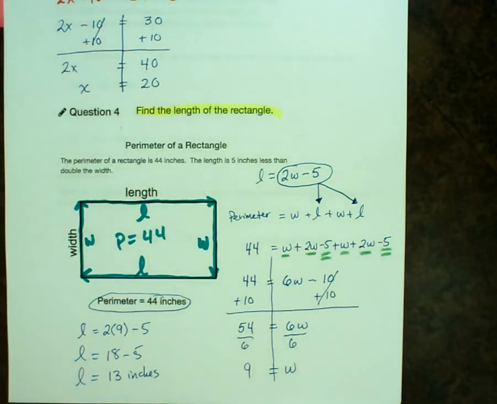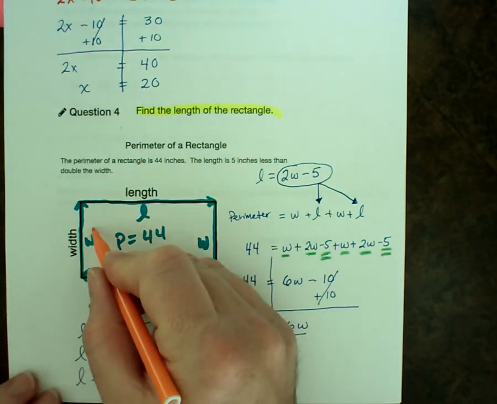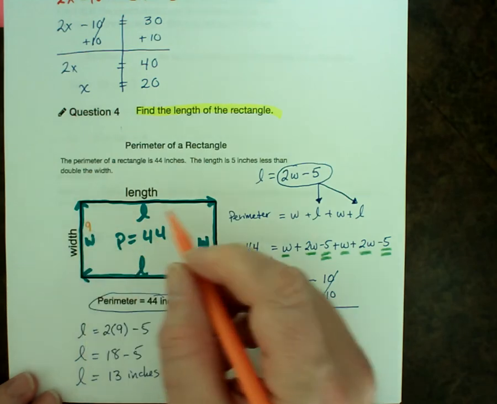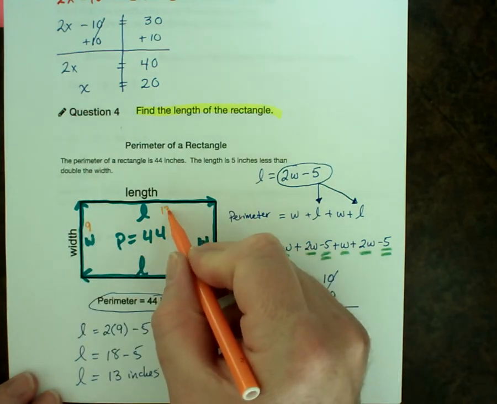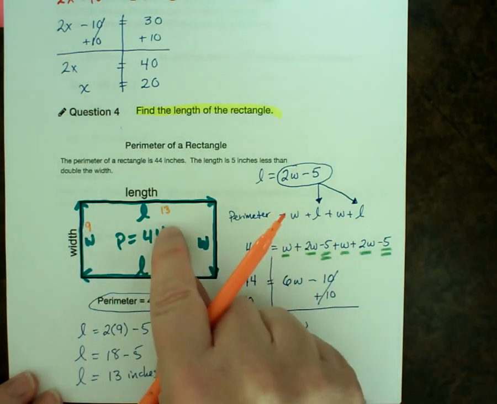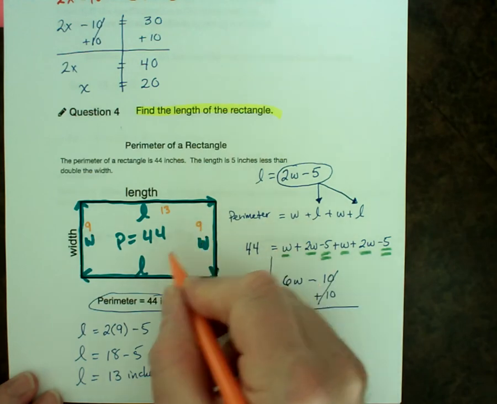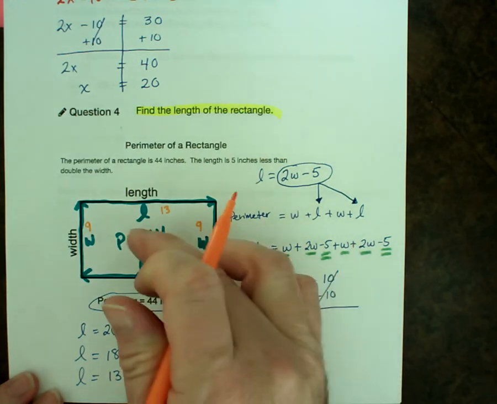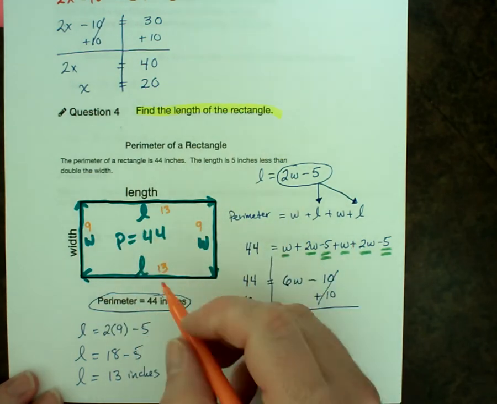If I want to check if that's right, you don't have to check. You can just watch. It's 9, 13. 9 and 13 is 22. And 9 and 13 is another 22. So 22 and 22 is 44.